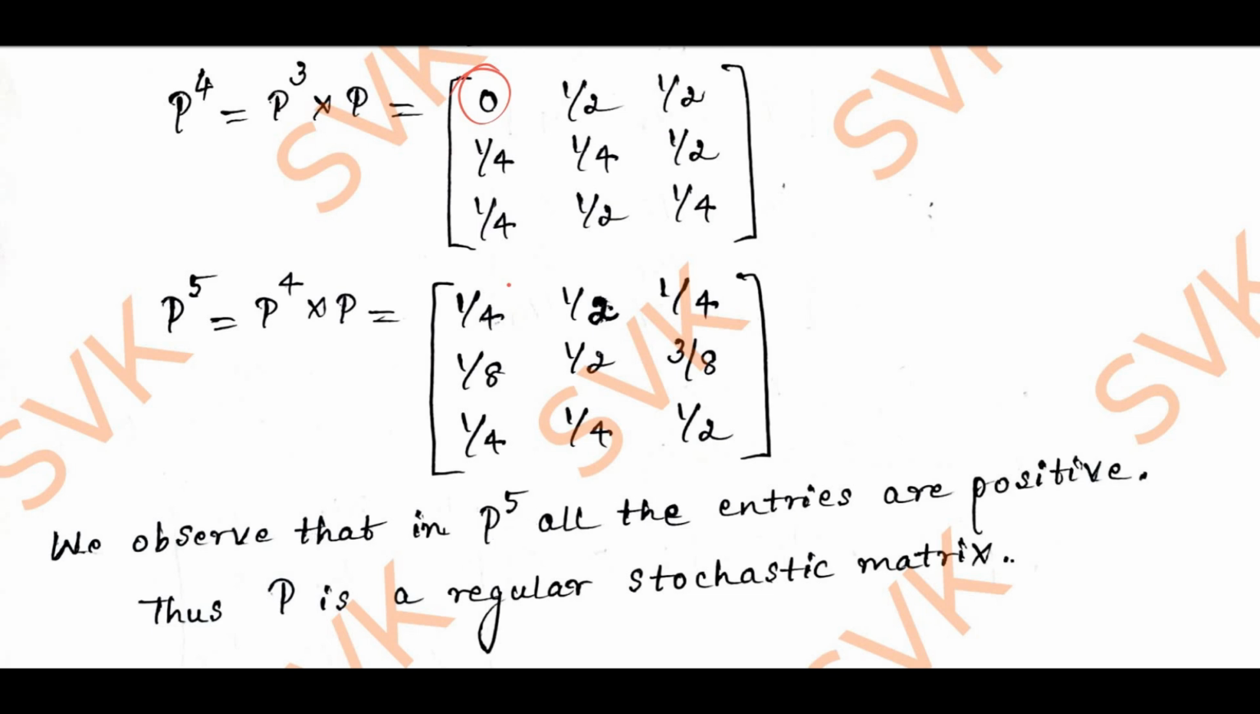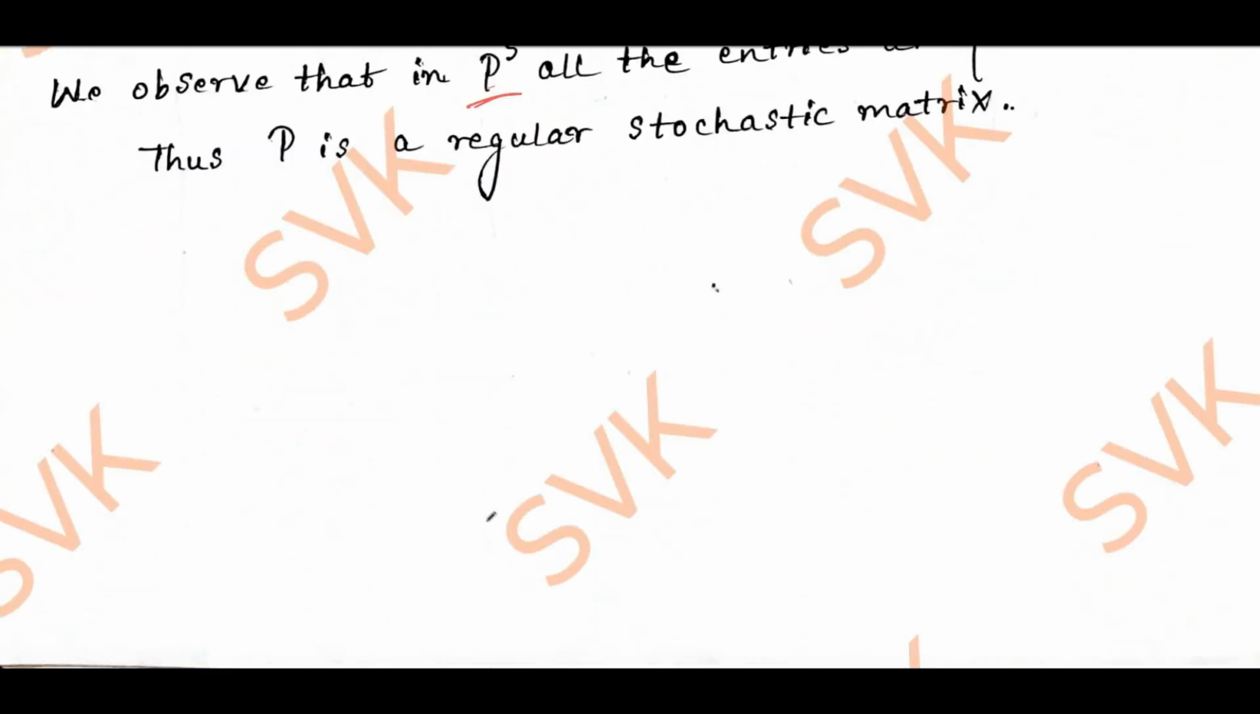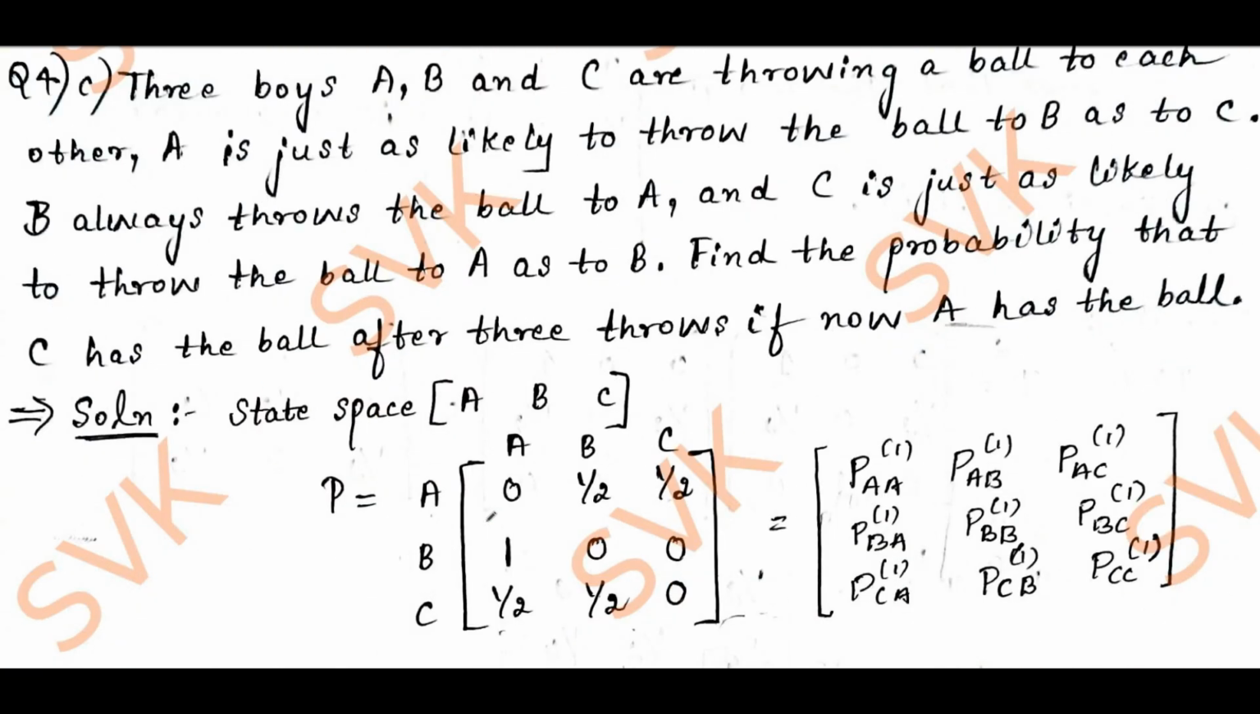For n equal to 5, the matrix is a regular stochastic matrix. Moving on to the last question of module 2, that is 4c.